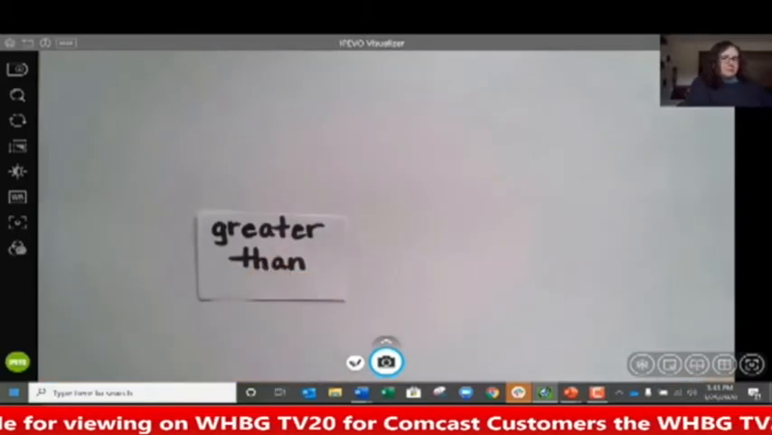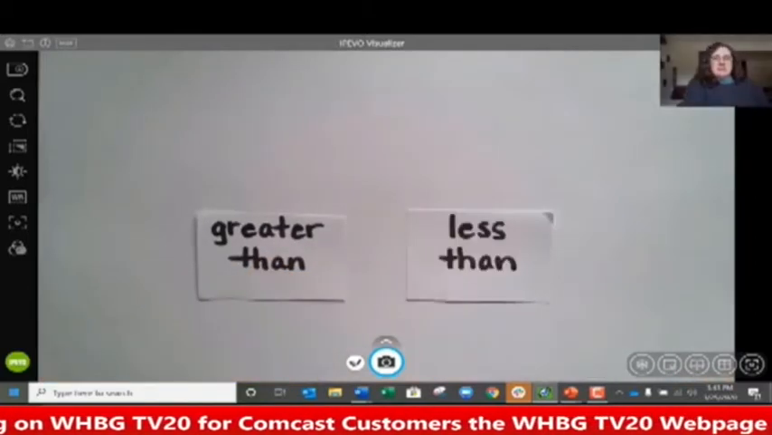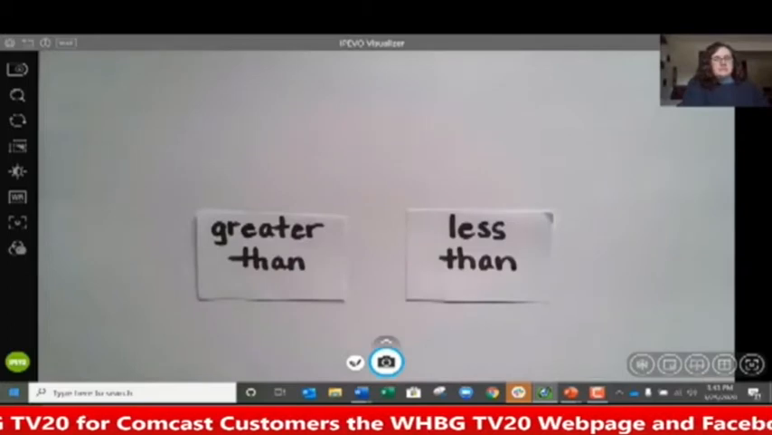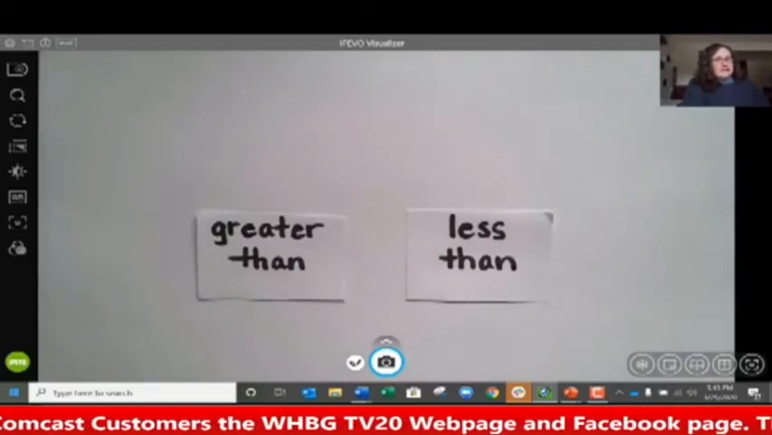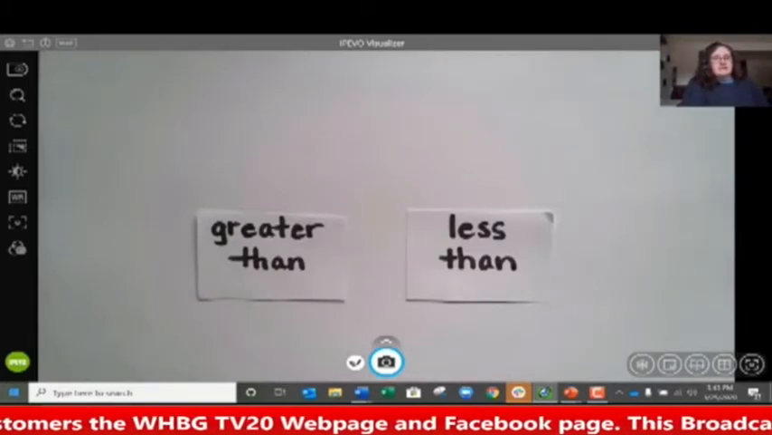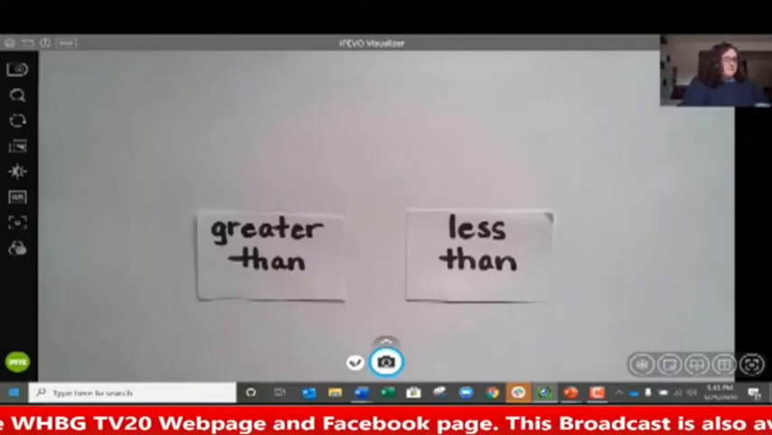I'm so glad you're back. Yesterday's lesson, in Lesson 8, you were using the words greater than and less than to compare numbers. You also talked about looking at the tens place first when comparing numbers, then looking at the ones place.